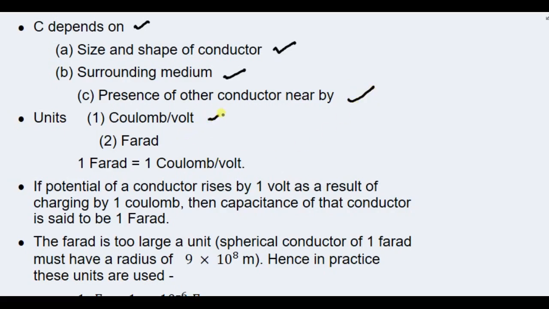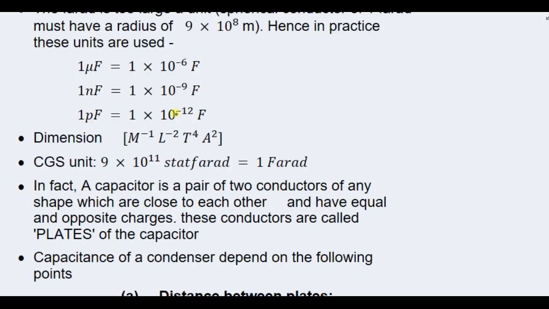Here is the unit, coulomb per volt. It is also called farad. 1 farad is equal to 1 coulomb per volt. Here are the relations between microfarad and farad, nanofarad and farad, picofarad and farad. It is your dimensional formula. CGS unit.